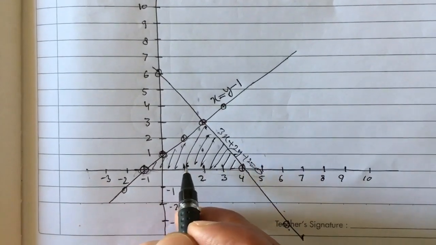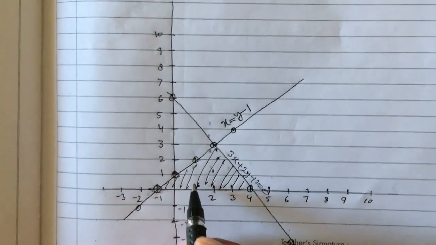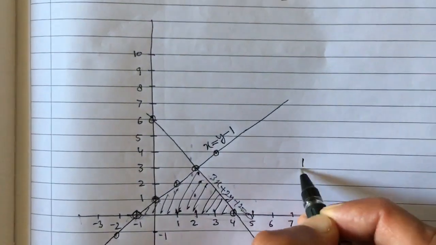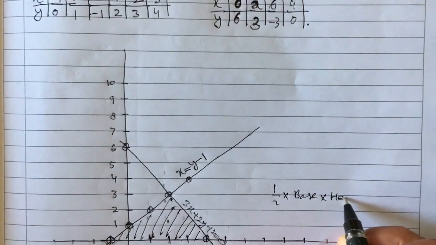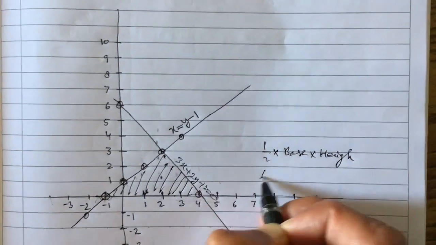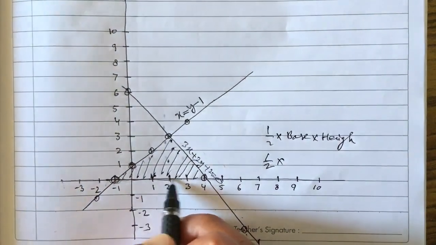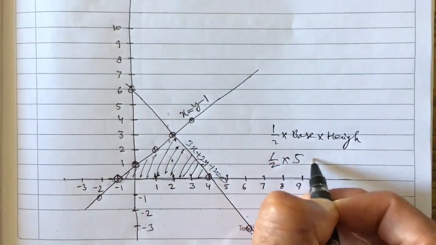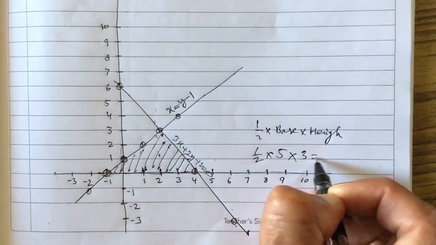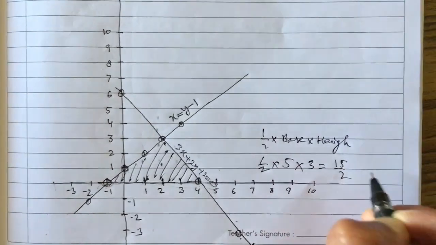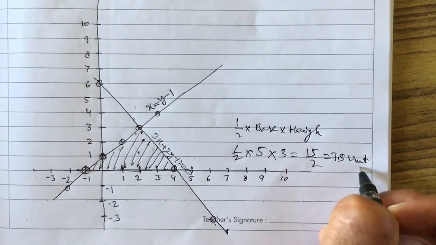Now I am adding 2 more points. Find the area of the triangle. You have to find the area of the triangle. Now, 1 upon 2 into base into height. The base is 1, 2, 3, 4, 5, so 5, and the height is 1, 2, 3. The height is 3, that is 15 by 2, or you can say 7.5 unit square.